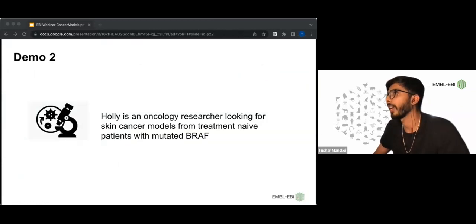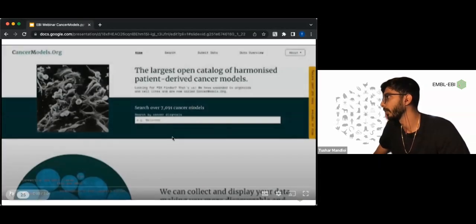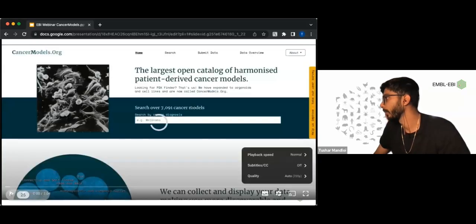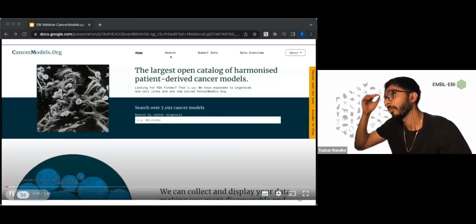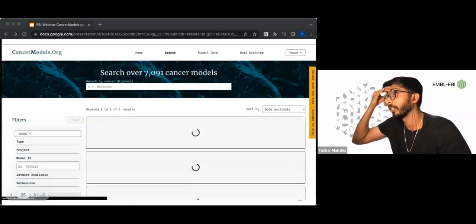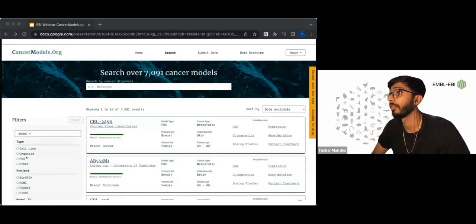So let's have a look at another example where Holly, another researcher, is looking for skin cancer models from a treatment-naive patient with a mutation in the BRAF gene. Holly visits cancermodels.org. Then she visits the search page. She then filters on model type as PDX models.